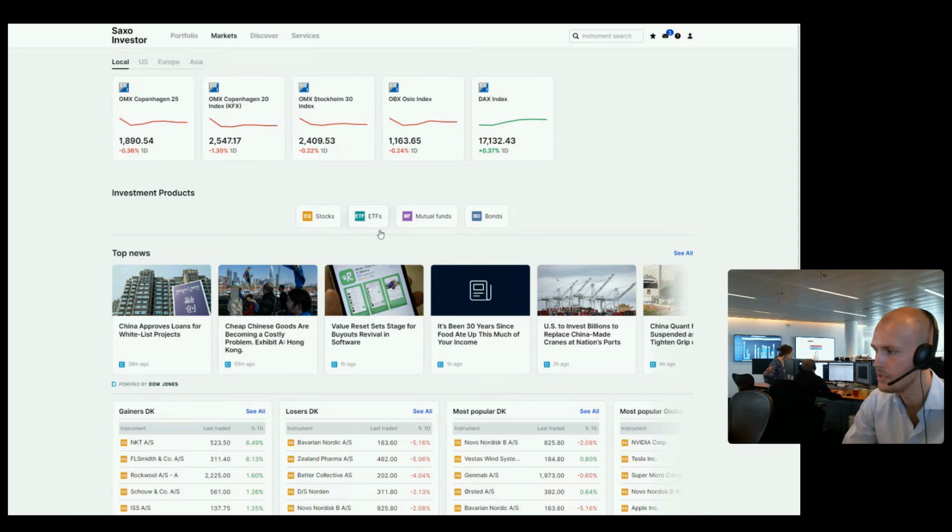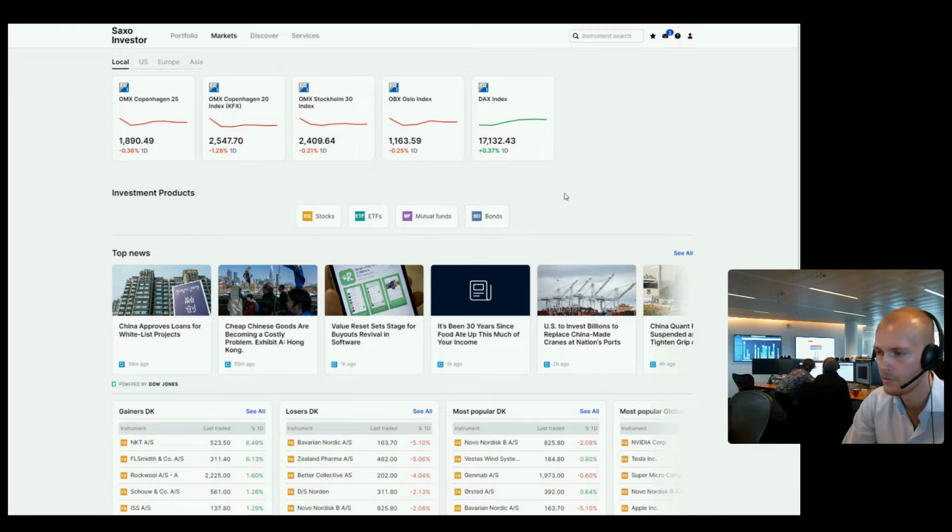So as you can see in the middle of the platform here, it says stocks, ETFs, mutual funds, and bonds. Those are the products you'll be able to trade or invest in through the SaxoInvestor platform. Important to notice is that if you log in on the Saxo Trader platform or the SaxoInvestor platform, those platforms are correlated. They work together. So if you fund your account, you'll be able to see the money on both platforms. If you make a trade on one platform, you'll be able to see it on the other as well.